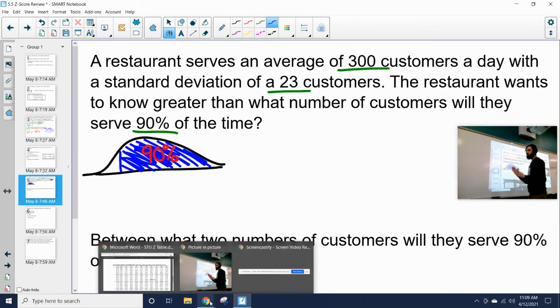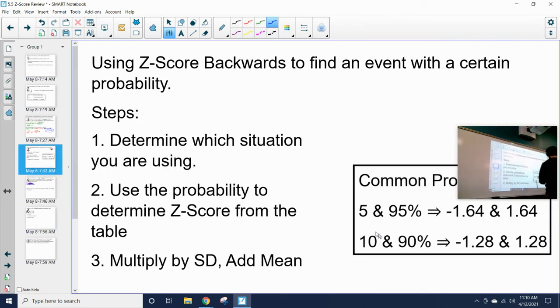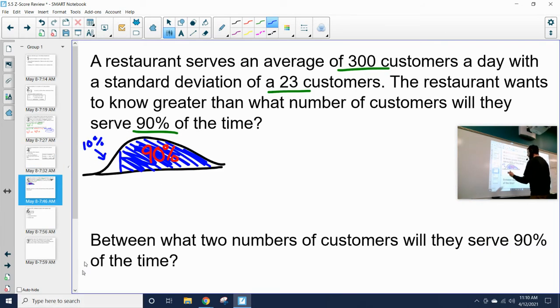Well, because our z-score table always tells us less-than values to the left of it, that means the value to the left is only 10%. So what is my 10% on my z-score? I can look it up on my table, or I can look over here. My common z-score of 10% is going to be negative 1.28. So this number right here is negative 1.28. That's my z. So z equals negative 1.28.